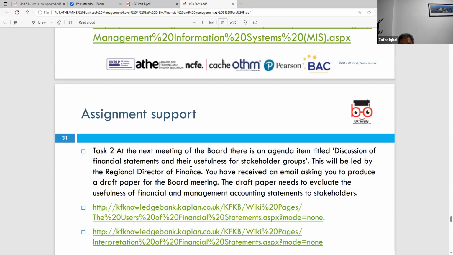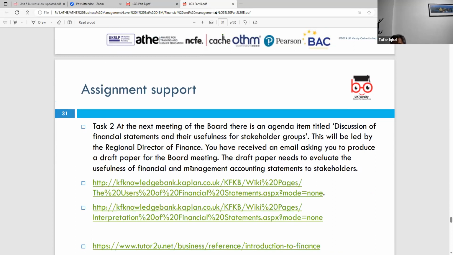Task number two says, at the next meeting of the board, there is an agenda item titled Discussion of Financial Statements and Their Usefulness for Stakeholder Groups. This will be led by the Regional Director of Finance, and you have received an email asking you to produce a draft paper for the board meeting. The draft paper needs to evaluate the usefulness of financial and management accounting statements to shareholders. So you need to look at the financial statement and the management accounting statement and the usefulness of these statements for stakeholders, okay?